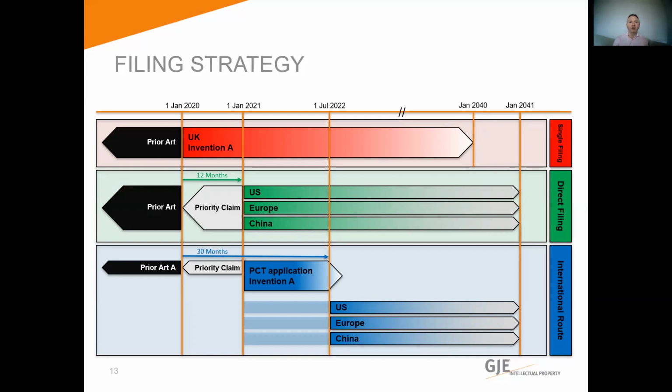At that point, you'll be faced with the same cost-benefit decisions that you would have had to face with the direct filing route. But hopefully by then you're in a better position to make those decisions.